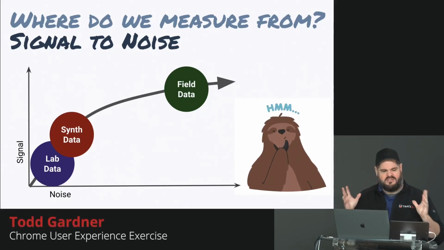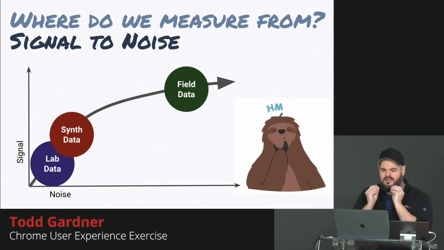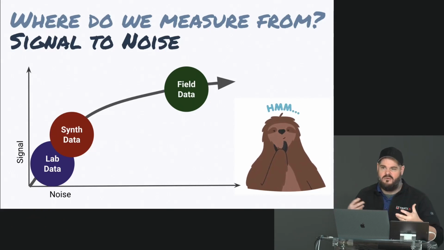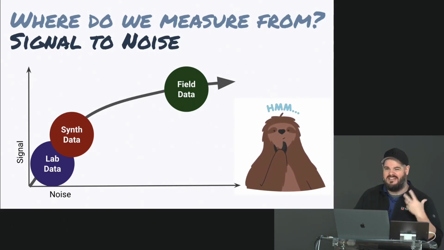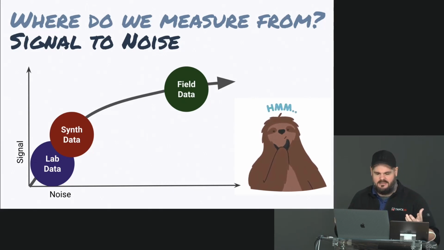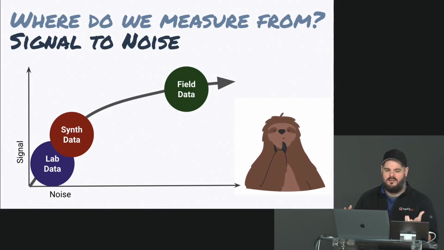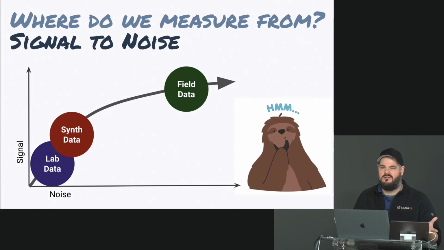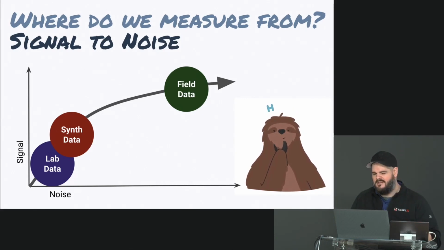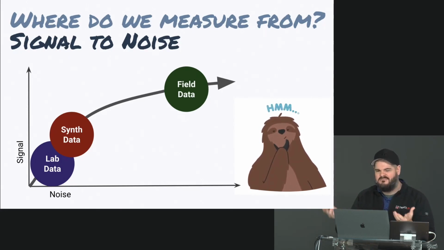So when we think about these three kinds of data, it's important to think about the signal and the noise, as in what is the value that you're getting from this data, and then how noisy is it? So lab data is honestly very low signal. It's a general idea of how well your computer would perform, or how well your site performs in the best possible circumstances. There's no noise. I mean, here's the data, it's right what you think it is, but the data's not as valuable as it would be otherwise.